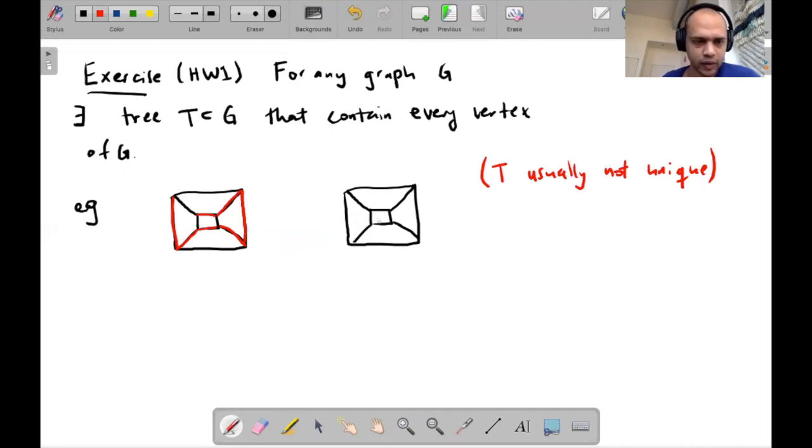So let's see if I can draw a different one. There's lots of choices. Let's do something like this. Yeah, so that goes through every vertex. That looks fine. Okay, so this fact is something you'll prove in homework, and will come up when we talk about the proof of Euler's theorem next time.